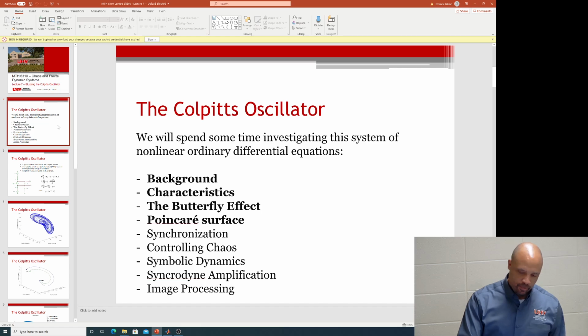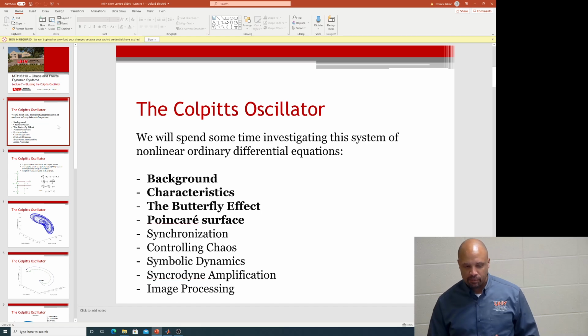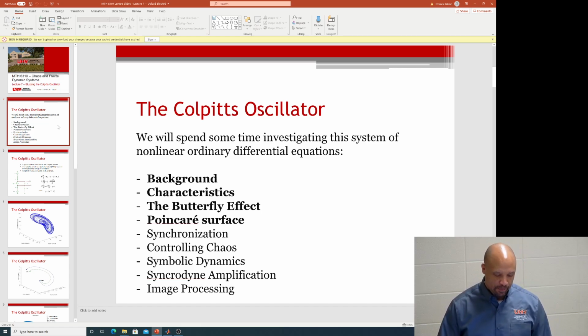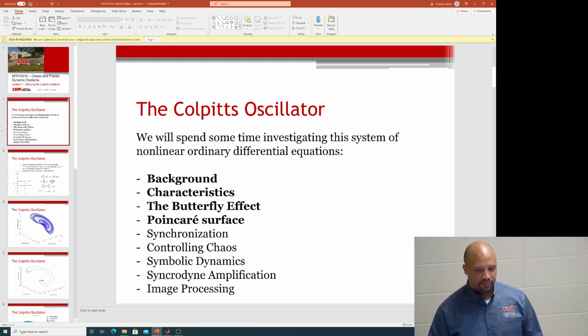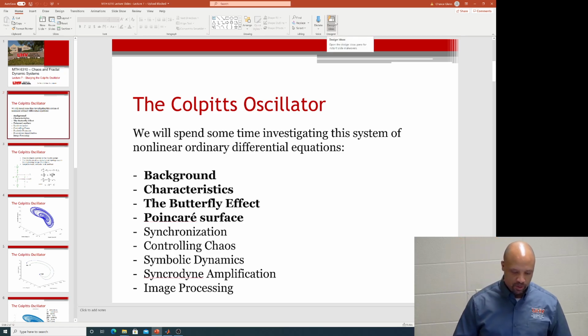We've talked about the background already. We're going to dig into a little bit more of the characteristics, talk about the butterfly effect, or at least in this case, the sensitivity to small changes. Want to demonstrate that, as well as the Poincare surface. And today I want to do some Matlab demonstration, which I will then share with you that you can try and implement as well, and then we'll make sure that you can do all of these things that build your skill set.